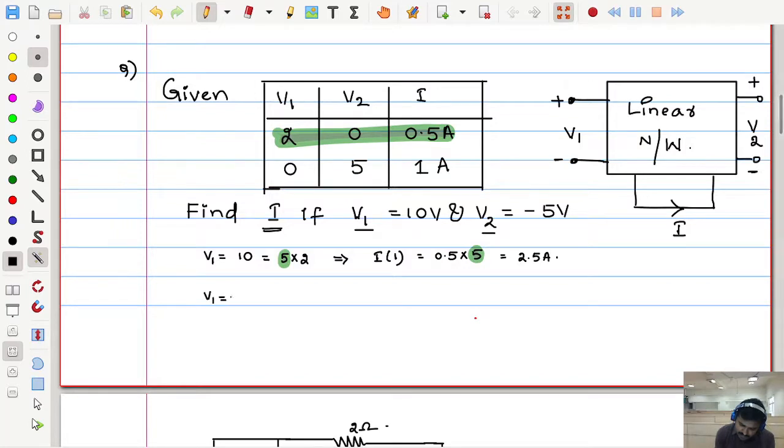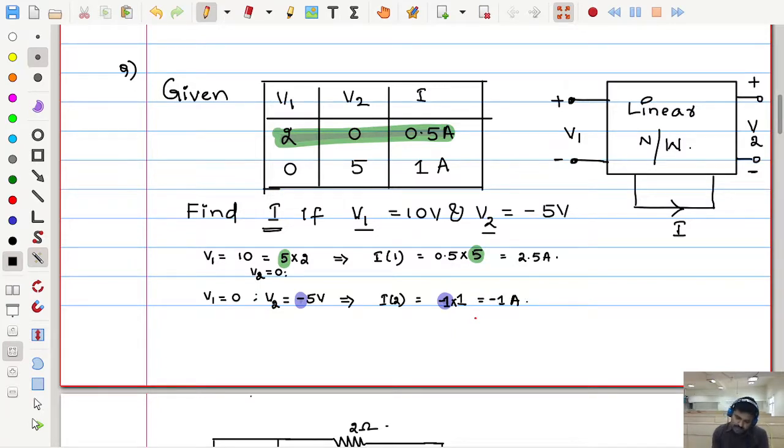When V1 is equal to 0 and V2 is minus 5 volts. And of course, in the previous case V2 was 0. For V2 equal to minus 5 volts, let us see what the response will be. When V2 is equal to 5, the response is equal to 1 ampere. Now if I multiply this 5 volts by minus 1, its response is also multiplied by minus 1. So minus 1 into this one gives minus 1 ampere.